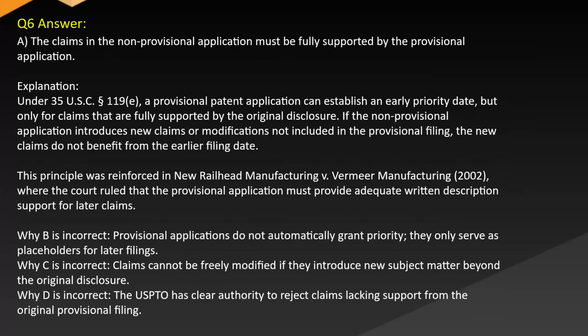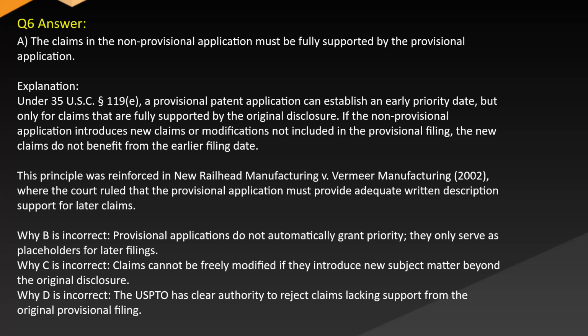Answer A. The claims in the non-provisional application must be fully supported by the provisional application. Explanation. Under 35 U.S.C. § 119(e), a provisional patent application can establish an early priority date, but only for claims that are fully supported by the original disclosure. If the non-provisional application introduces new claims or modifications not included in the provisional filing, the new claims do not benefit from the earlier filing date.